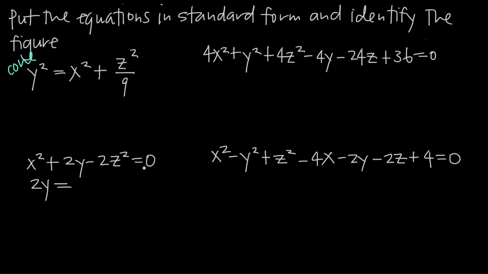We will add 2z squared to both sides, so 2z squared, and we will subtract x squared from both sides, so minus x squared. If we then divide both sides by 2 to solve for y, what we get is y is equal to, the 2 will cancel with this 2 here, and we'll just be left with z squared, and then we'll have minus 1/2 x squared, or minus x squared over 2.